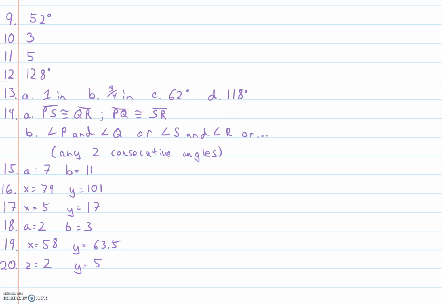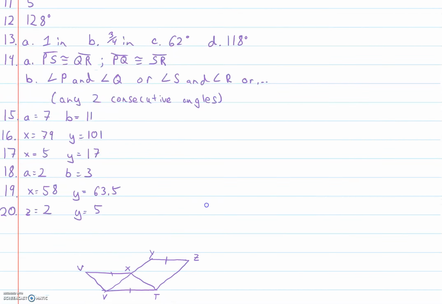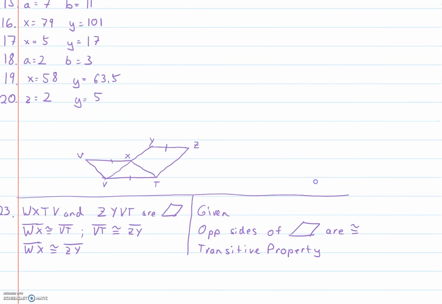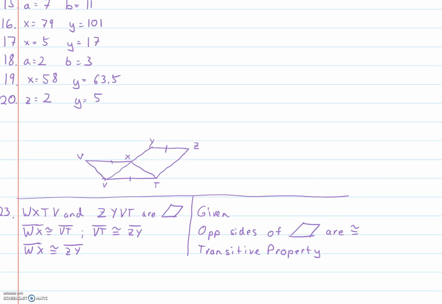Here's the rest of the problems. Again, I'm going to continue on. If you'd like to stop for a minute to double check yours, please pause the video. And here is your second proof, number 23. Very similar to the one we did in class. Again, I have opposite sides WX is congruent to VT, and ZY is also congruent to that same side VT. So therefore, WX and YZ or ZY are congruent to each other by the transitive property.